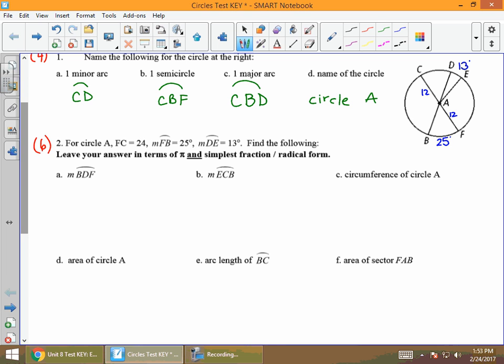All right. First one it wants me to find is BDF. So start at B, go through D, and end at F. It wants to know how big is that arc. I know that an entire circle is 360 degrees. And this is all but that BF arc, so all but 25 of it is taken care of. So if I do 360 minus 25, I get 335 degrees for the answer to A.